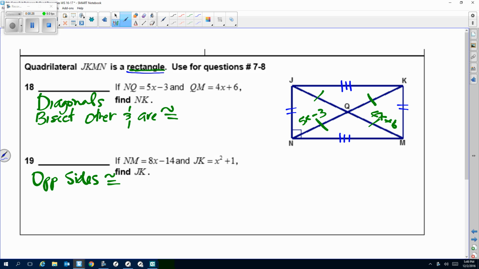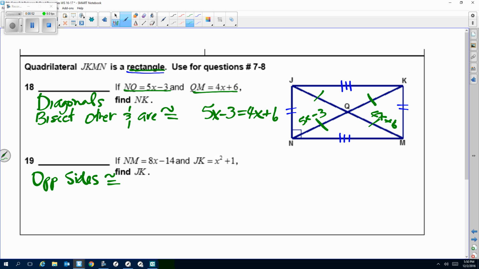I went ahead and labeled the given that we had. So they gave us that NQ was 5x minus 3, and QM was 4x plus 6. And I see they have little tick marks, so that lets me know that they're congruent. I got that by knowing that the diagonals bisect each other. So from here, we should know to do our 5x minus 3 equals 4x plus 6.